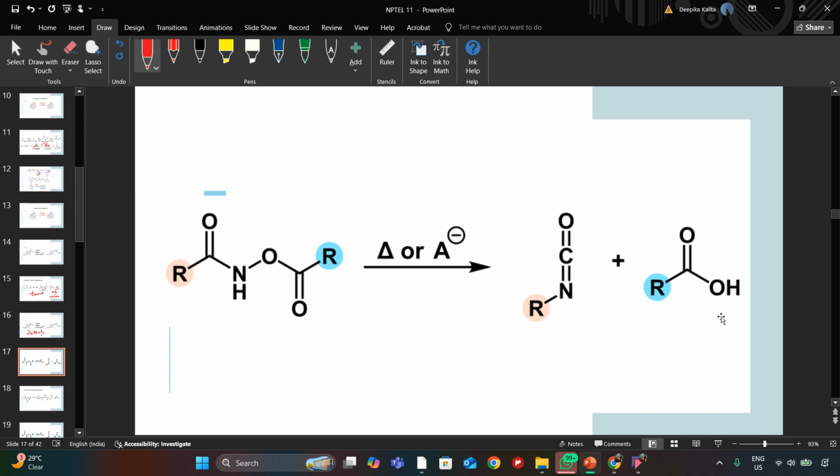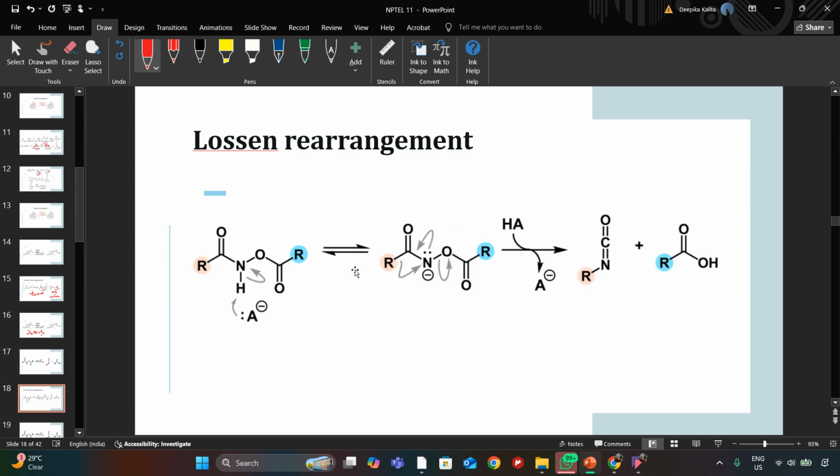The next question is from another very similar reaction, which is the Lossen rearrangement, where the carbamate is heated or in presence of acid, it falls apart into an isocyanate and an acid molecule. And the reaction mechanism involved in the Lossen rearrangement goes as follows.